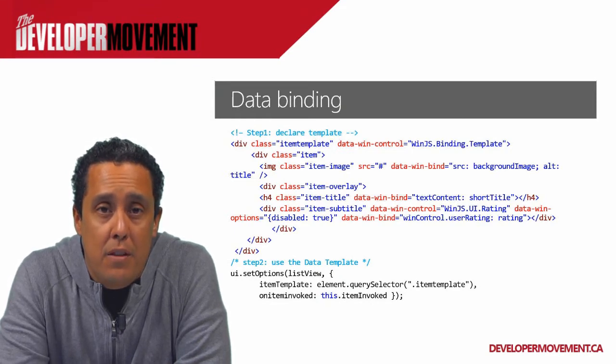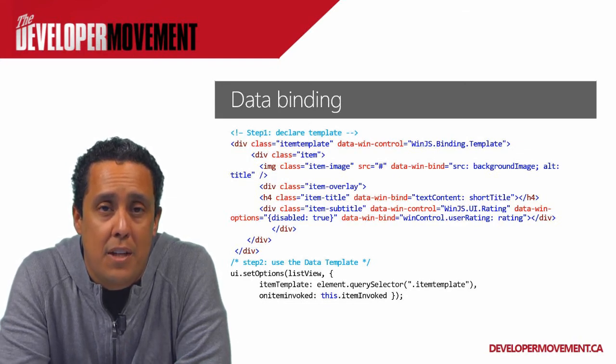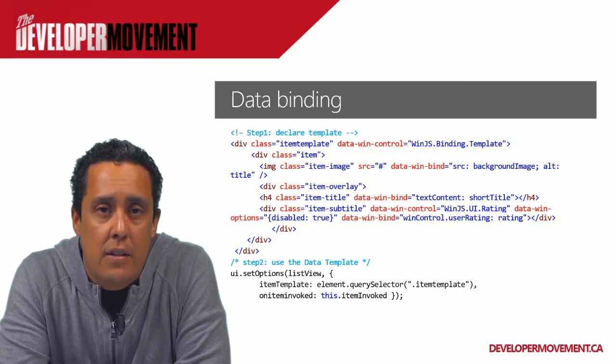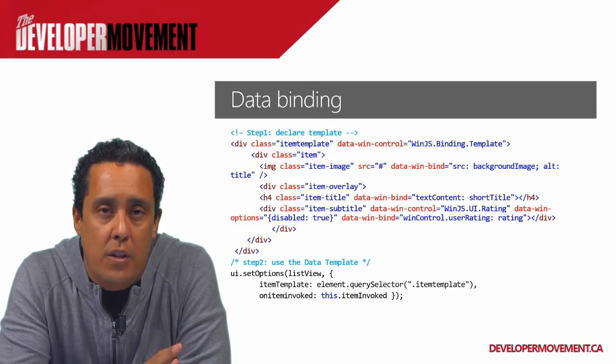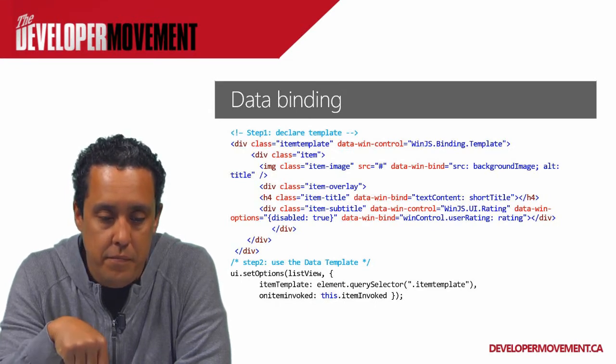And then the second step is to set the UI options. You can set the options either in HTML or you could set it in the JavaScript. Here in this example, we've set it up in the JavaScript, the data template. So we set the options of the list view to item template, and then we query the selector. So it's just a simple query selector that we send in. And then on item invoked, we want to pass in a function to say, when an item gets invoked, run this method or this function.